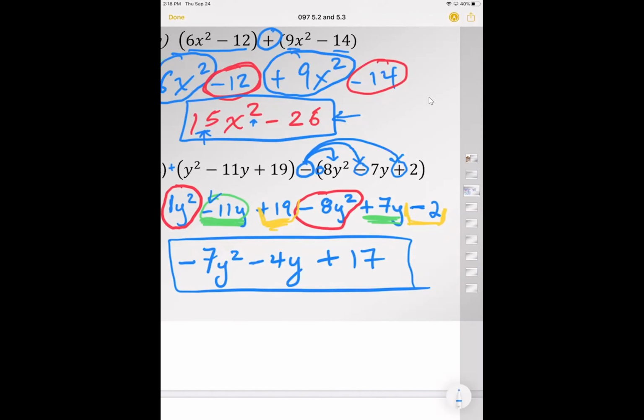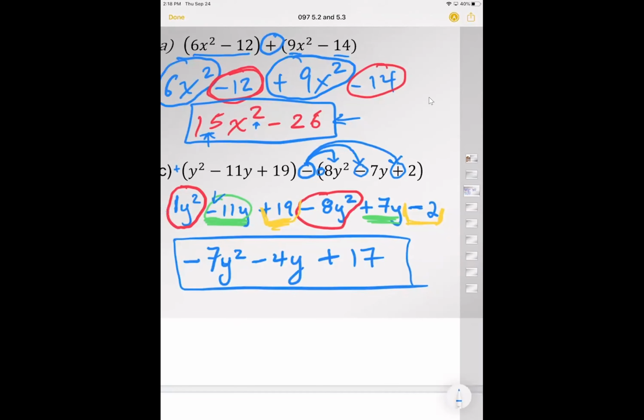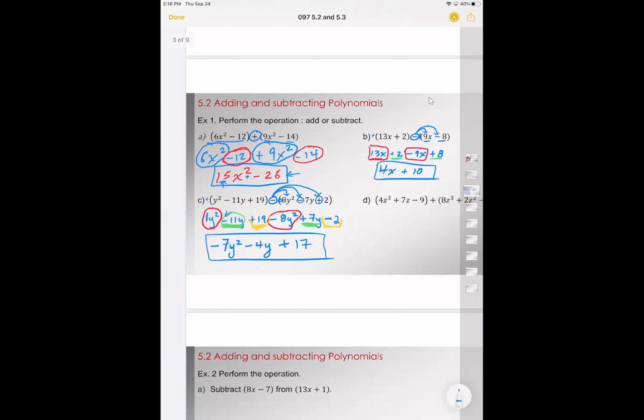And in the follow-up question, they probably ask you what degree this is. This will be my second degree trinomial, and the leading coefficient will be -7. Any question with C?